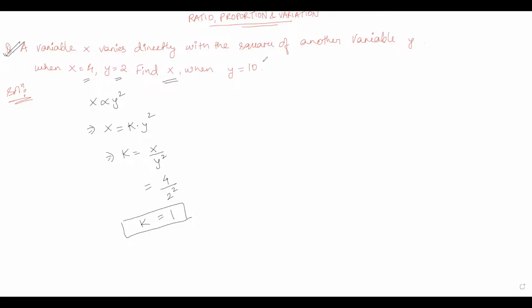Now we need to find the value of x when y is 10. So I can say that x is equal to 1 into y square, or x is equal to y square. So we need to find the value of x when y is 10. So this would be 10 square. So the value of x would be 10 square, that is 100. So simply we can use the concept of direct variation in such kind of problems.